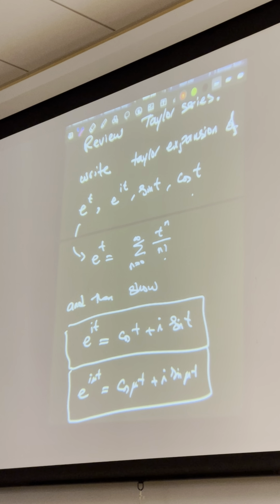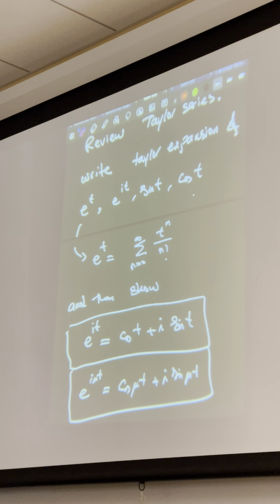Who remembers what characteristic equation is? You remember? Raise your hand if you remember.